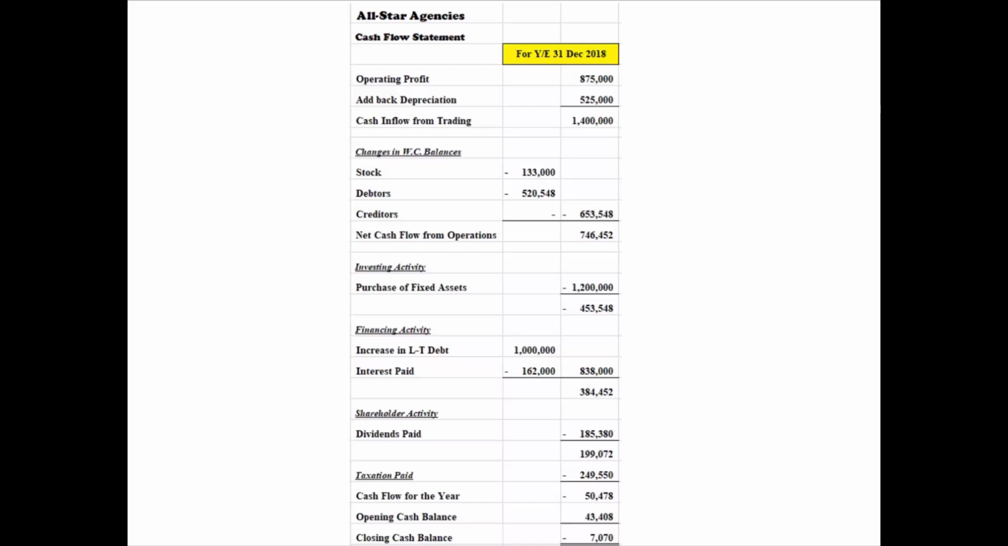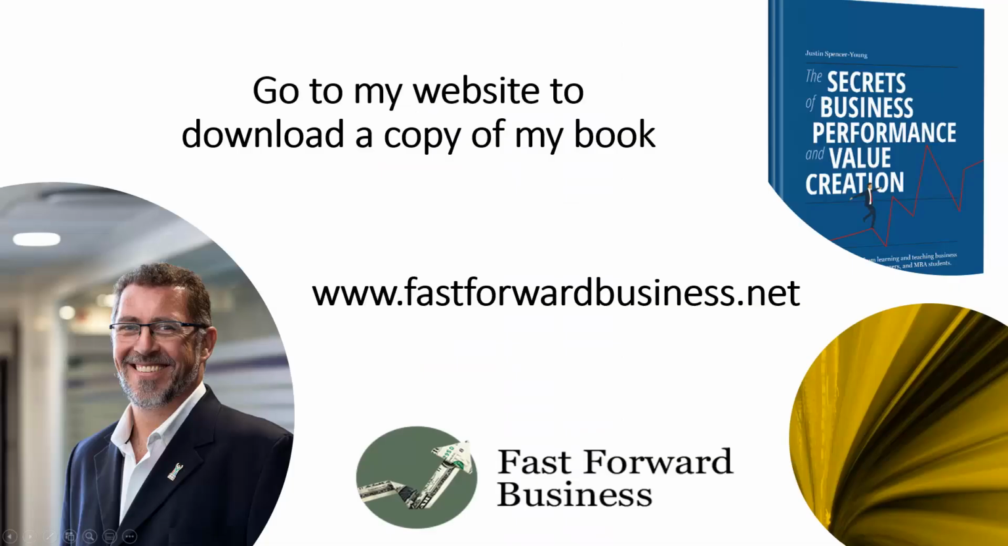All right, so I hope that gives you some indication of how the cash flow for Allstar works and how to find those cash items in the income statement and balance sheet and construct a cash flow statement for a business. Again, the best thing is to go and practice some other examples in order to get better at this.